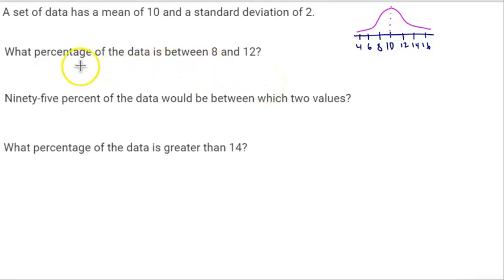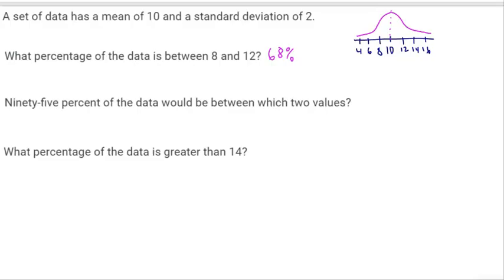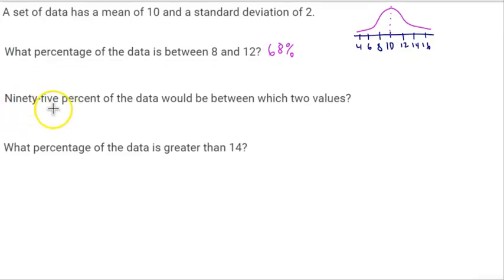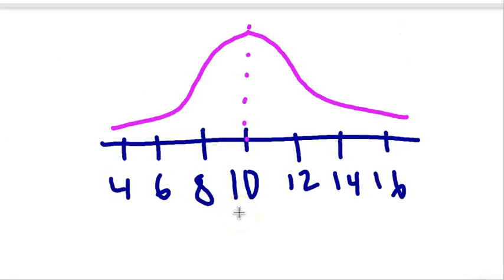So if it asks me to find the percentage of data between 8 and 12, I'll go to my graph. I'll notice that 8 and 12 are each 1 standard deviation from the mean. Therefore, 68% of my data should be between the 8 and the 12. If I want to know which section of my curve contains 95% of my data, I need to remember that 95% always lies within 2 standard deviations of the mean. So if I go back to my curve and I count 2 standard deviations to either side, my interval should start at 6 and end at 14.